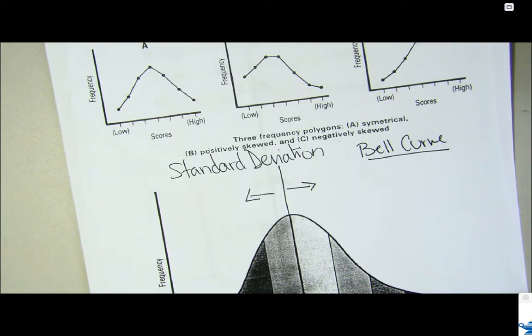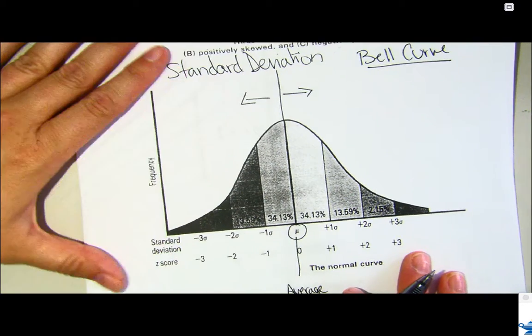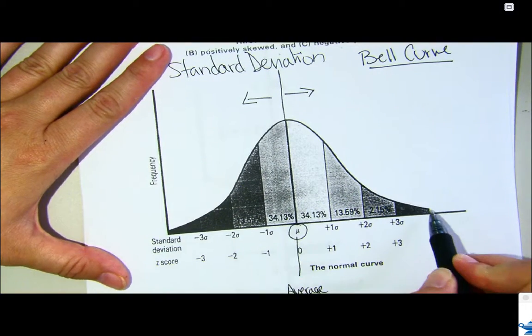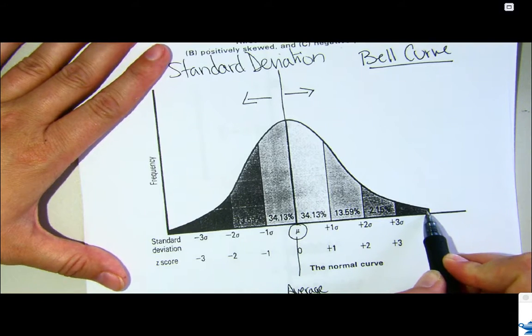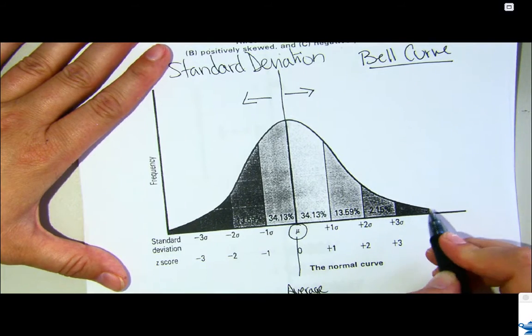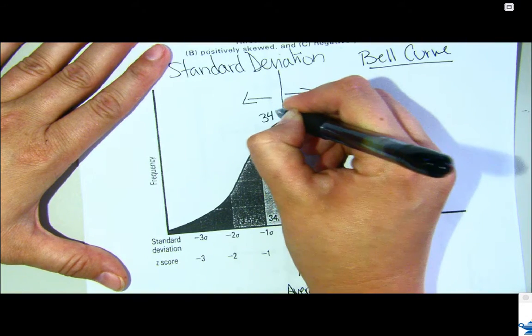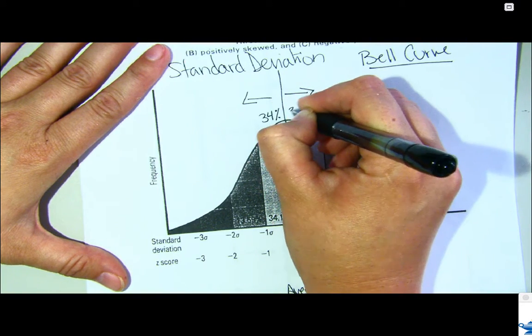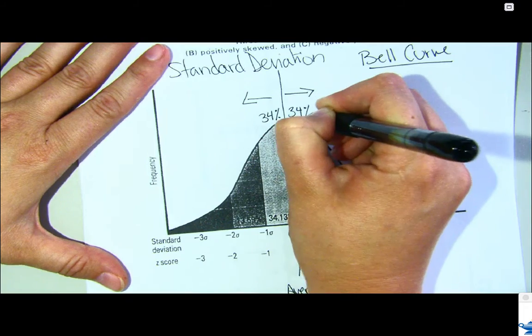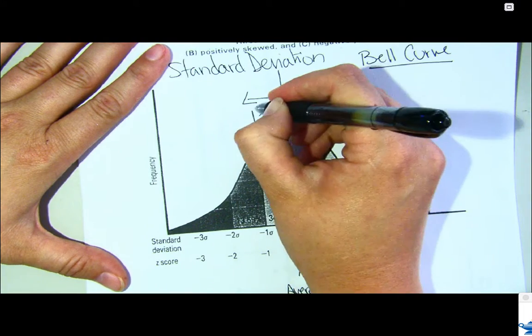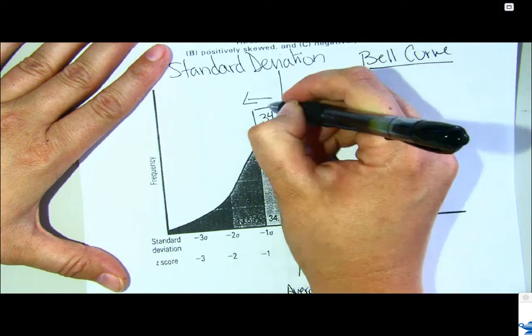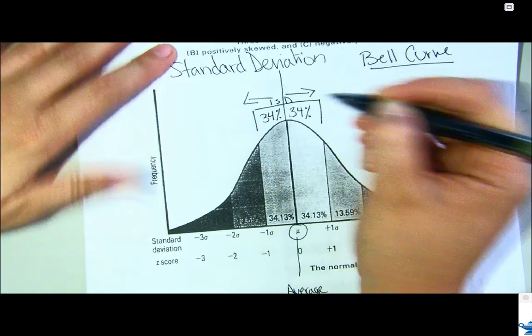So this is where the numbers start getting a little funky. So from here to here is 100% of the data. Would you agree? From the very bottom to the very top is 100%. This right here is 34% of your data. 34% of your data is here. This range is called one standard deviation.